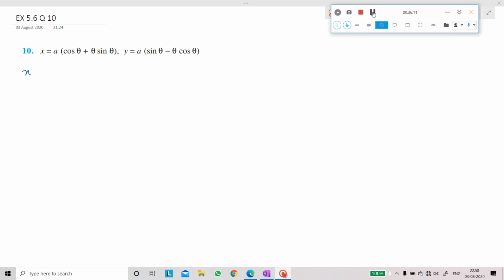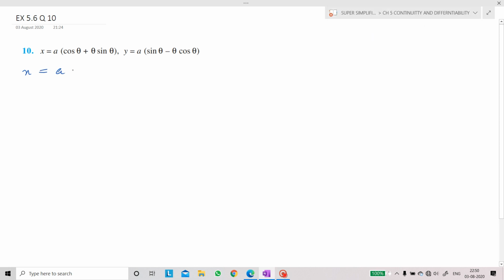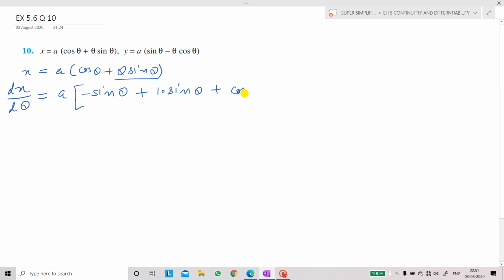Now we move to question number 10. x is a cos theta plus theta sin theta. So here we can see that x and y both are expressed in terms of theta. So theta is the parameter and a is the constant, differentiating both sides with respect to theta. So a is a constant. Derivative of cos theta will be minus sin theta, and we have to differentiate theta sin theta using the product rule. So derivative of theta is 1 into sin theta plus derivative of sin theta is cos theta into theta.